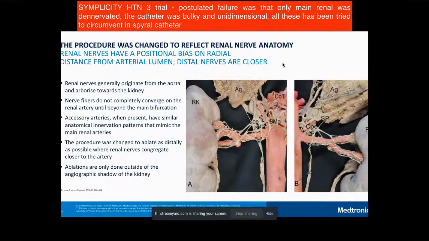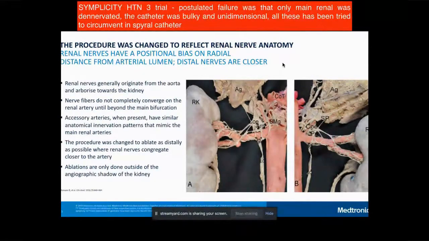The distal nerves are closer. So the renal nerves generally originate from the aorta and arborize towards the kidney. Now, these nerve fibers do not completely converge on the renal artery until beyond the main bifurcation. The accessory arteries, whenever present, have similar anatomical innervation patterns that mimic the main renal arteries. The procedure was changed to ablate as distally as possible, where the renal nerves congregate closer to the artery.